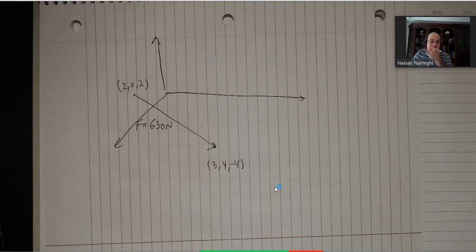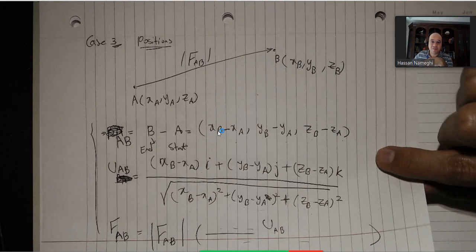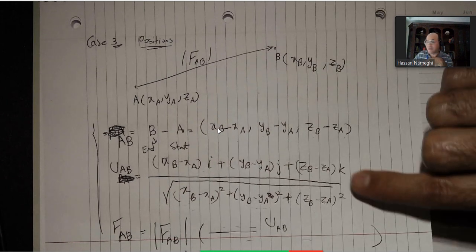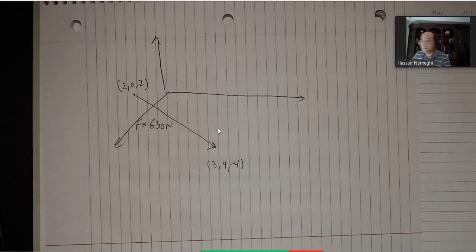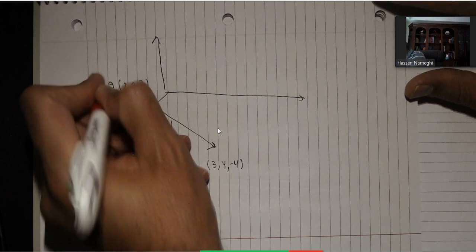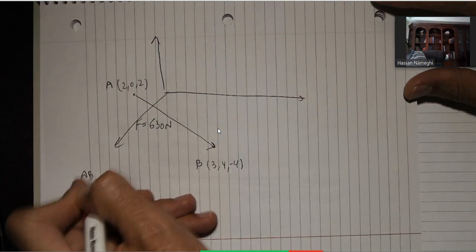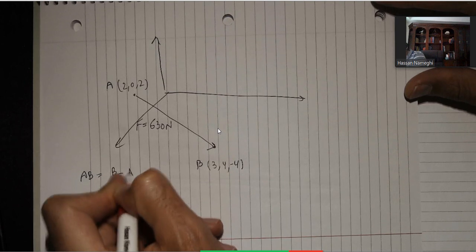Okay, let's go back here. In this case, I want to go with those steps that I talked about a second ago. So these are the steps I talked about. I need to go through these steps to get my answers. So the first step is, this is A, this is B. The first step is to find AB. And AB is equal to B minus A.